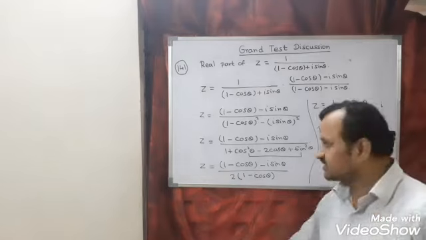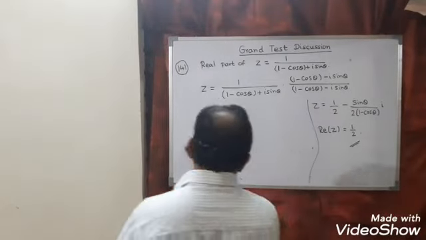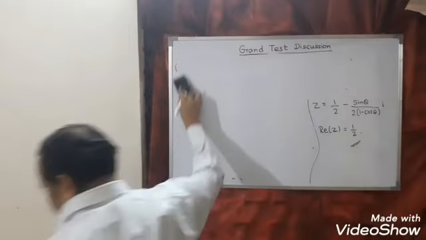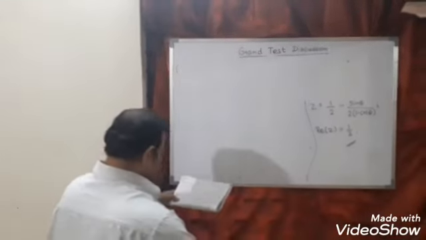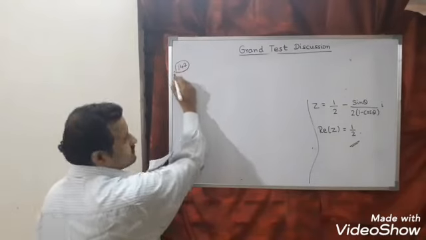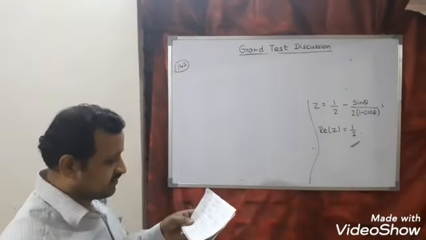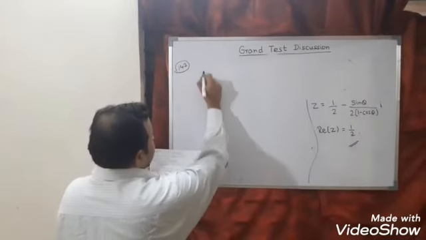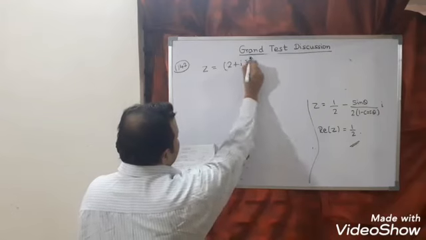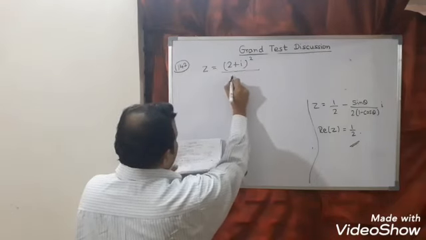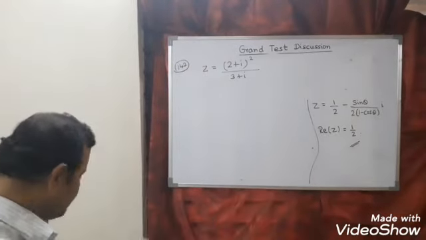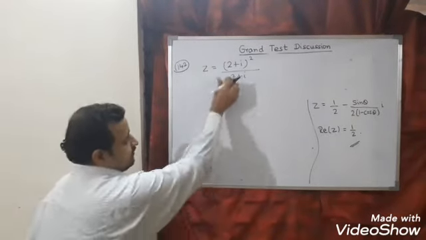Let us see the next question. This is question number 142. The question here is to find the conjugate of z is equal to 2 plus i whole square divided by 3 plus i, in the form a plus ib.